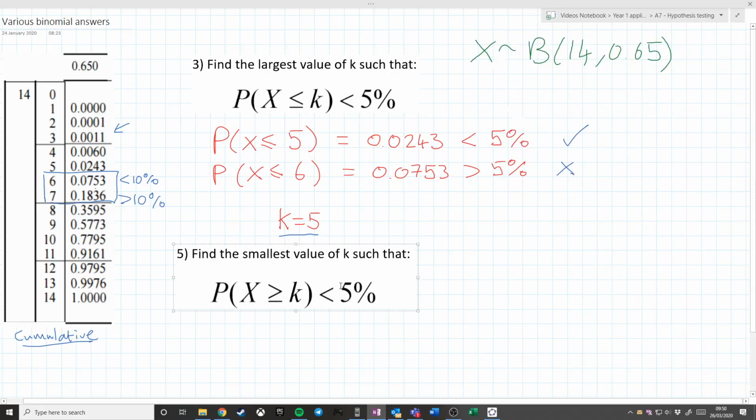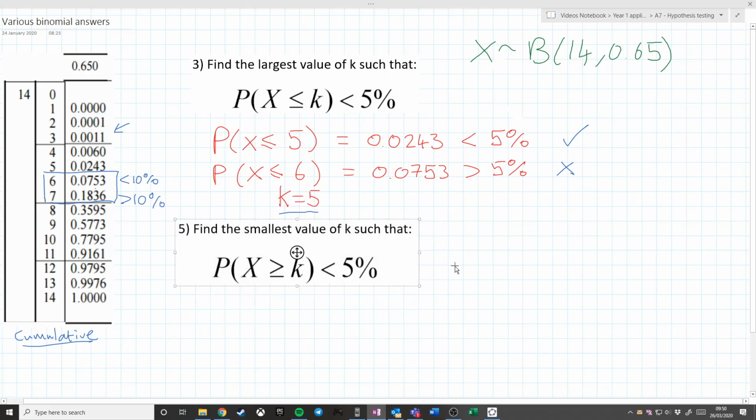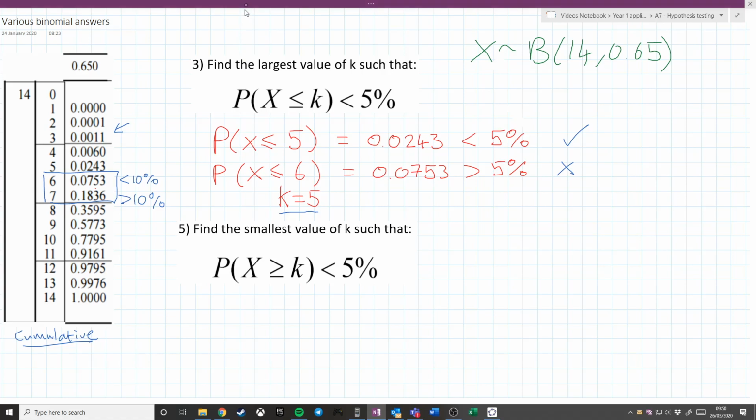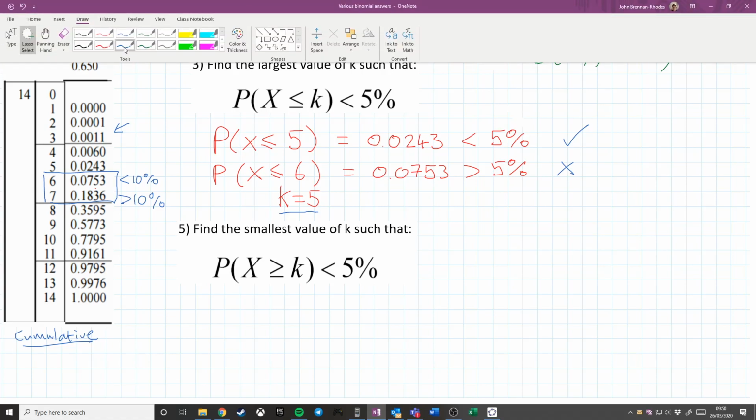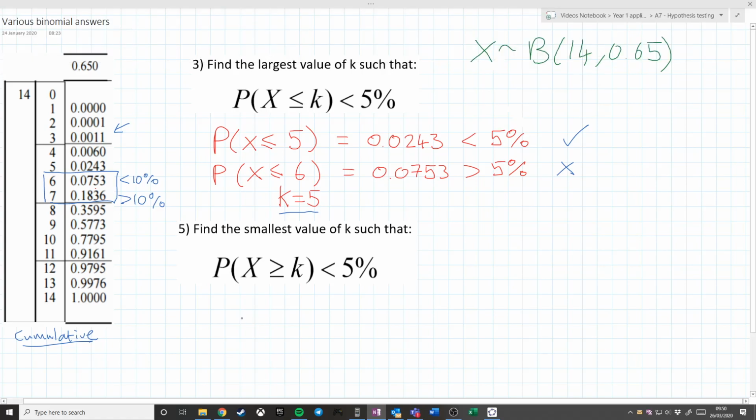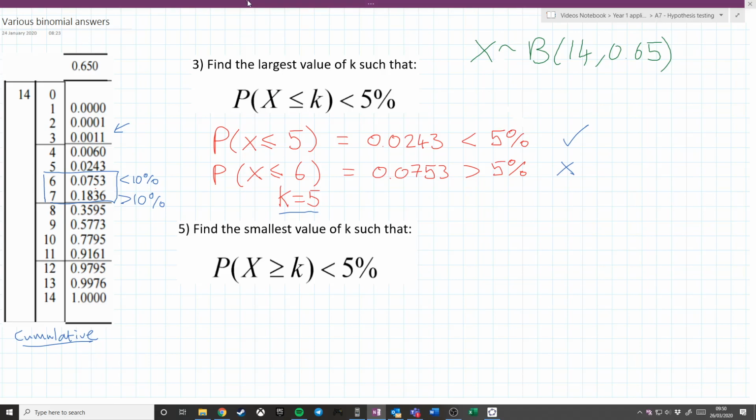Right, now let's have a go at this one. You might want to pause now and have a go at this yourself based on what we were just saying, if you didn't get the explanation before. I'm going to give another chance to practice this too. So, probability of x is greater than or equal to k is less than 5%.